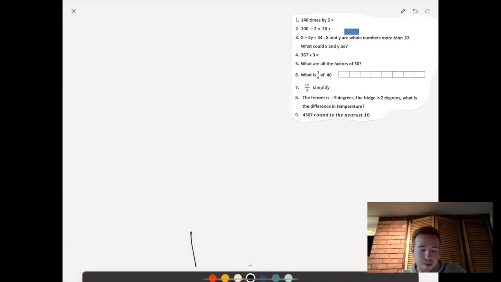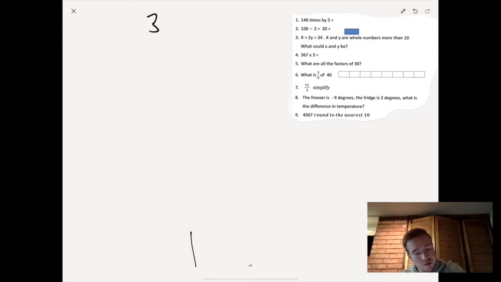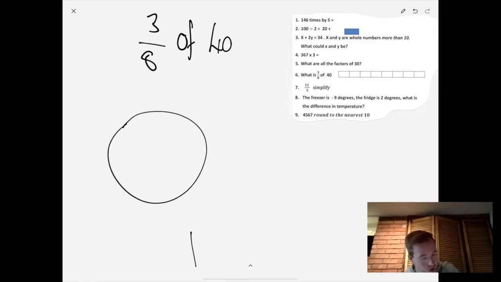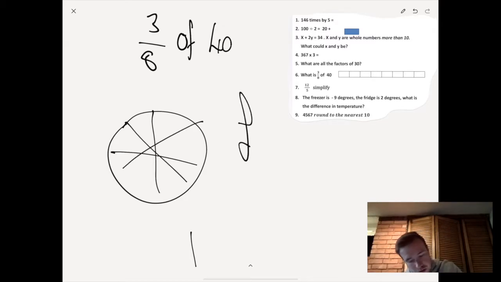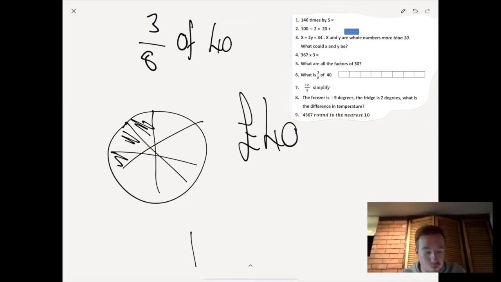3/8 of 40. Spent ages explaining this one too, actually. Okay, imagine you go out and you buy a £40 pizza. There's 8 pieces there. You eat 3 pieces: 1, 2, 3. And then you come to pay the bill.